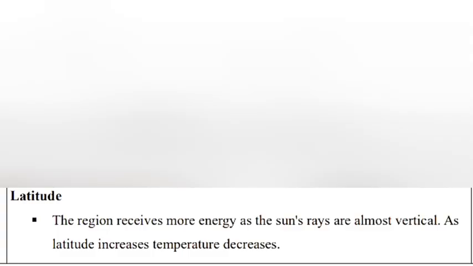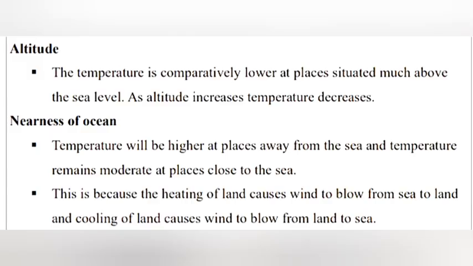Answer: Latitude. The region receives more energy as the sun's rays are almost vertical. As latitude increases, temperature decreases. Altitude. The temperature is comparatively lower at places situated much above the sea level. As altitude increases, temperature decreases.